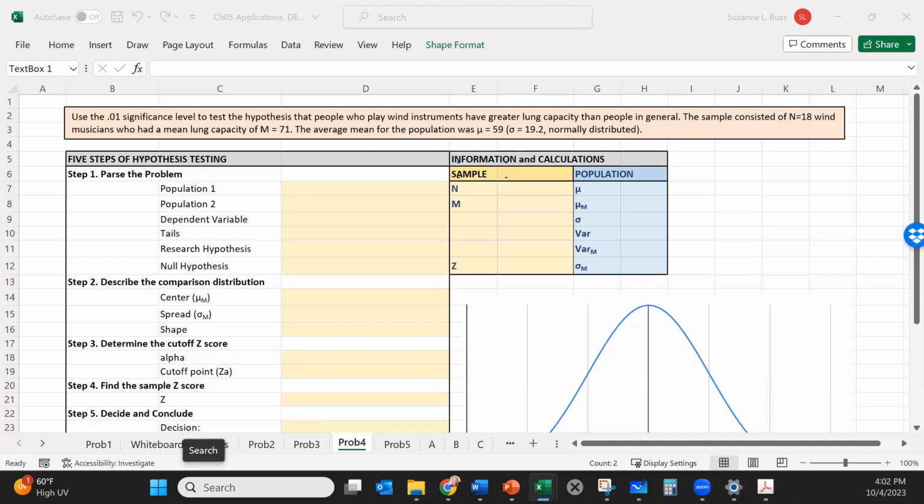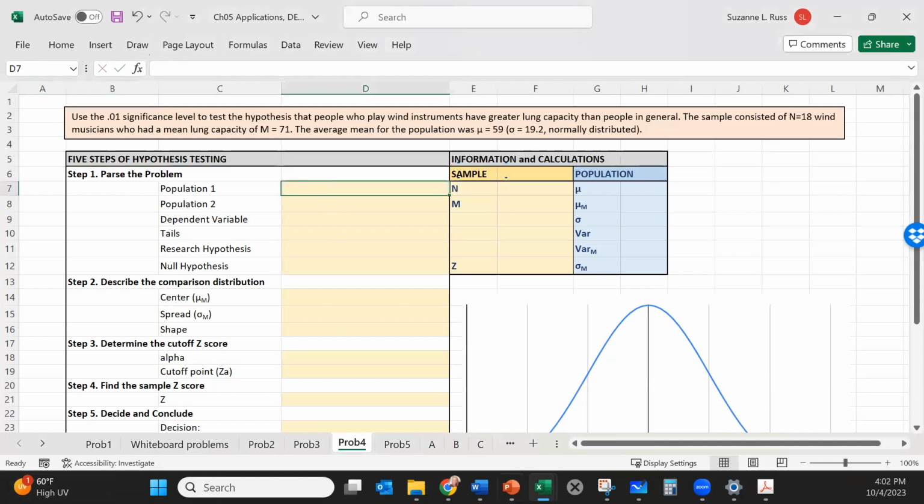So we begin just like before by parsing the problem. We are, in this case, comparing people with people. So I'm going to write people in both population 1 and population 2, and then we'll distinguish what is different. So we have in population 1, people who play wind instruments. And in population 2, who are we comparing the wind instrument players to? To people in general. What is it we're measuring? Well, I can look up into the problem and see that we're measuring lung capacity. And so that is our dependent variable, or DV.